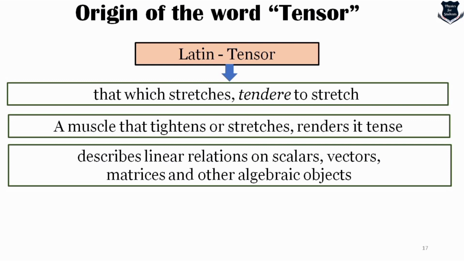It also describes linear relations on scalars, vectors, matrices and other algebraic objects. So this is the origin, which is coming from a late Latin word, which I always try to emphasize, that actually means some kind of stretching. So now you see that when we go into general relativity, to curved space-time, which includes stretching and tidal forces, this is exactly that stretching part which we will talk about.